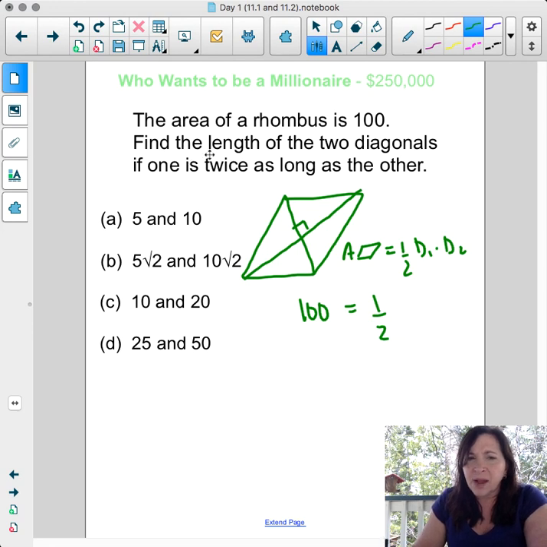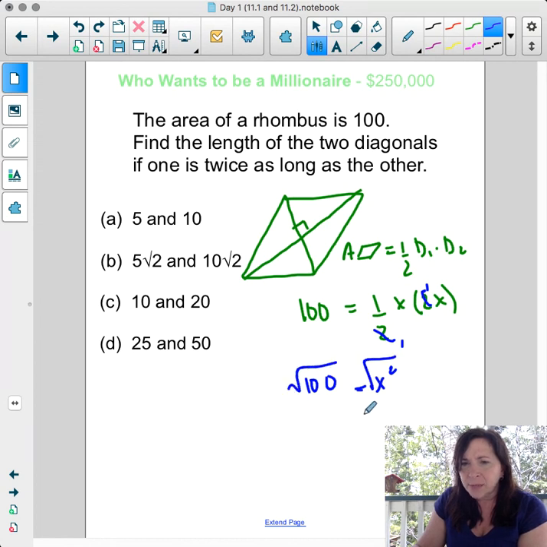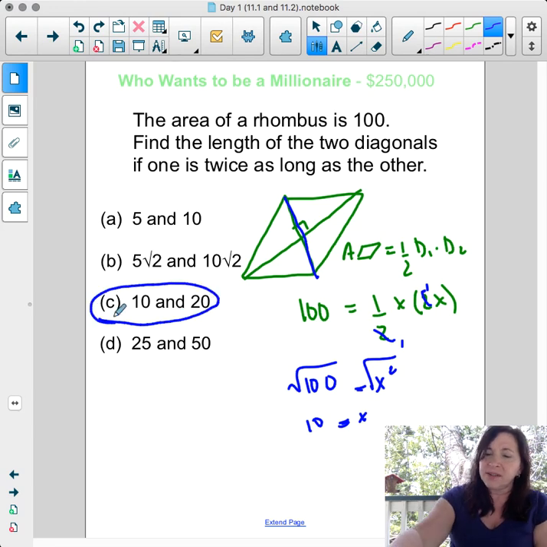Now it says find the length of the diagonal if one diagonal, which I don't know what that length is, I'm just going to call it x, is twice as long as the other. And so I guess my other one is going to be 2x. So it looks like my 2's are going to cancel and divide out, and they're going to make 1 here and here. So it looks like I have x squared is equal to 100. And when I square root both sides, I'm going to get x is equal to 10. So one of my lengths is going to be 10, and the other length is going to be double that, which is 20. So that's going to be 10 and 20.